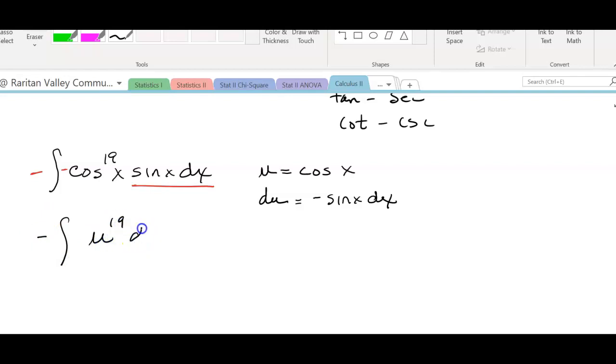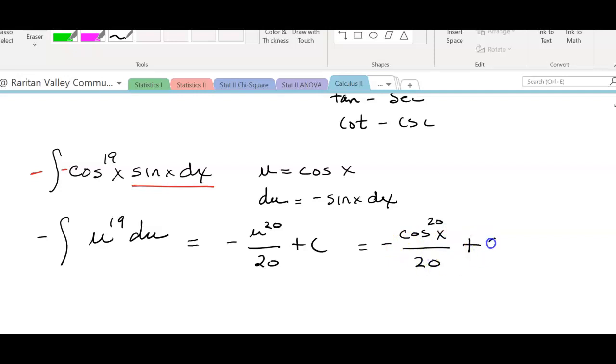All right? So then I can just quickly finish this off by keeping the minus on the outside. U to the 19th du, which you all know will end up being negative u^20 over 20 plus c. And since we're dealing with indefinite integrals, as we will mostly see throughout this particular section, change that to negative cosine to the 20th power of x over 20 plus c.